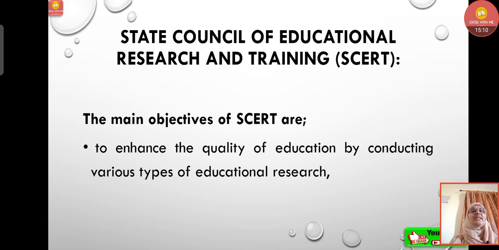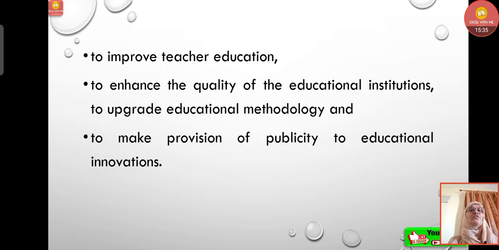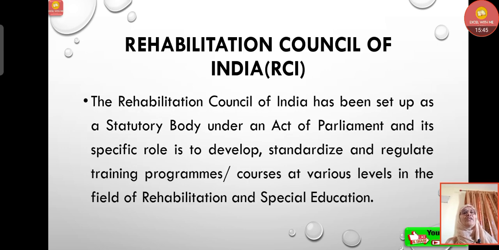Now the next one is the State Council of Education, Research and Training, that is SCERT. The main objectives of SCERT: these are state level institutions, organizations. In every state they have their own SCERT under NCERT and NCTE. The objectives are to enhance the quality of education by conducting various types of educational research, to improve teacher education, to enhance the quality of educational institutions, to upgrade educational methodology, and to make provision of publicity to educational innovations.